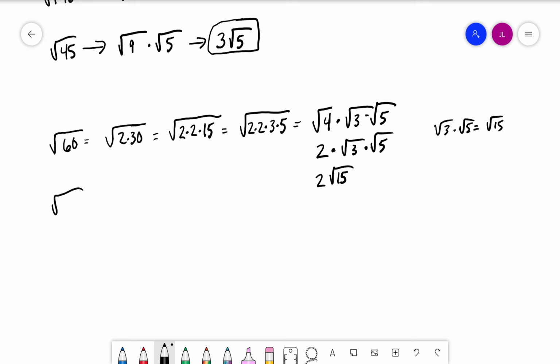So let's look at another one. Let's look at the square root of 200. Okay. So we know we can break this down to the square root of 100 times the square root of 2. Well, the square root of 100, we know that's 10, so we're looking at 10 times the square root of 2.